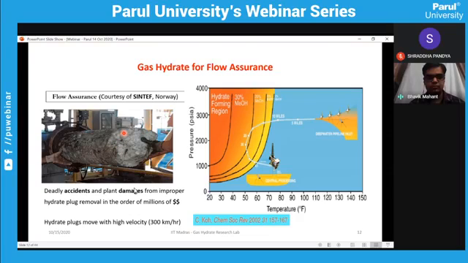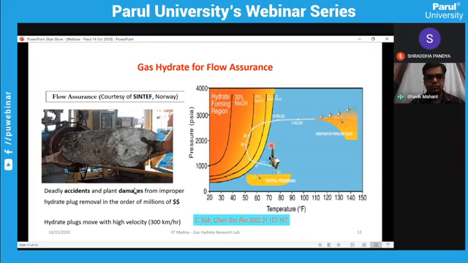The first encounter of gas hydrate in a pipeline was by Norway. After that, they found that if gas hydrate gets stuck in the pipeline, it can either break the pipeline or even end up bursting it. So it is a major loss for industries. So what can they do for preventing this gas hydrate plugging?